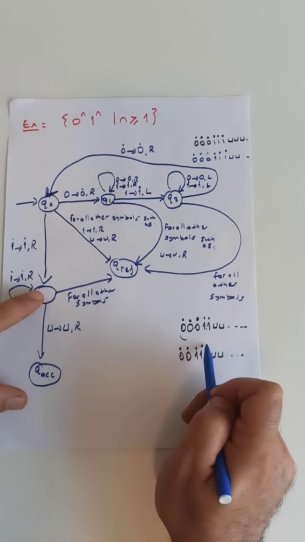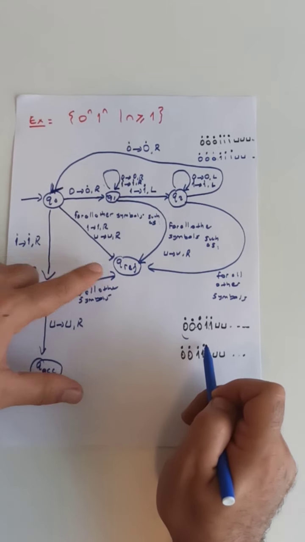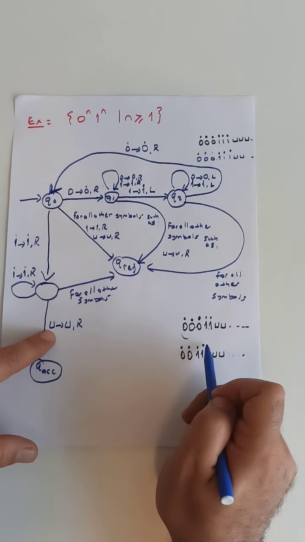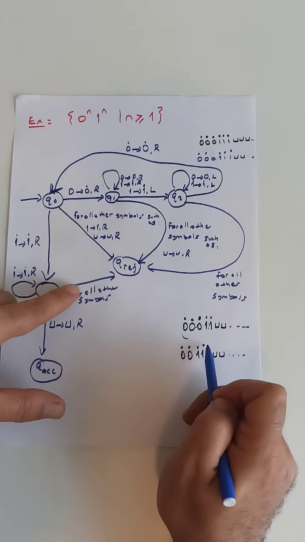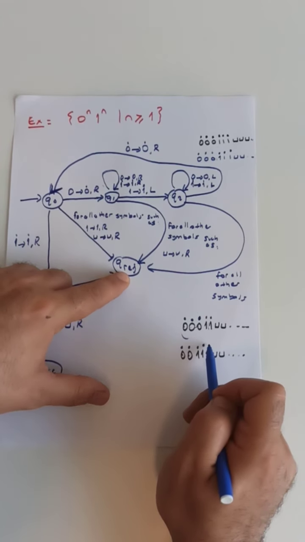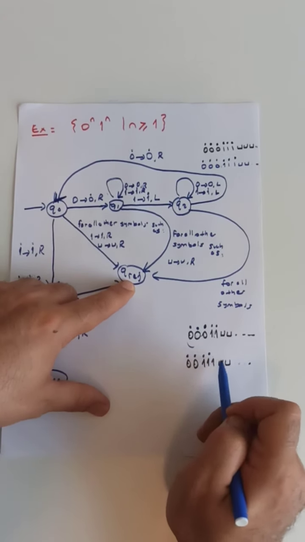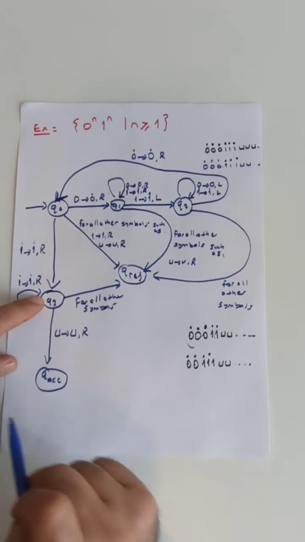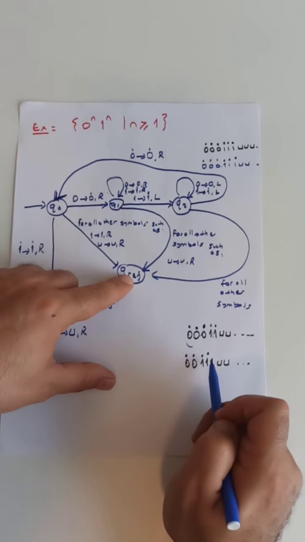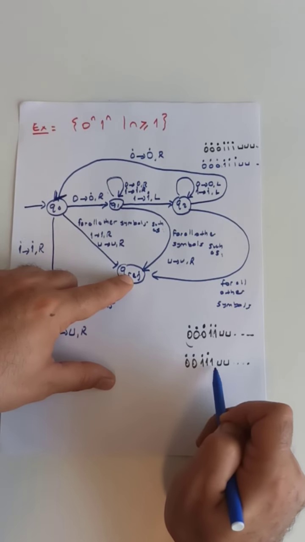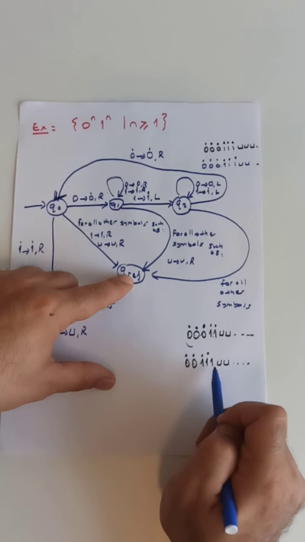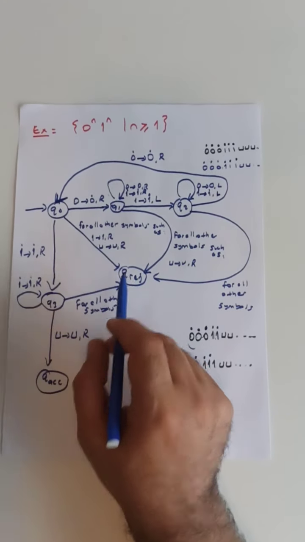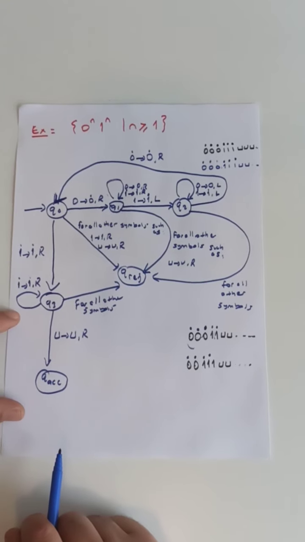At this point we can only take the transition if we see a blank symbol and go to the accept state. For all other symbols, we simply go to the reject state. So once we encounter this symbol 1 at this state, let's give the state the name Q3, we go to the rejecting state because we have encountered a symbol 1 that doesn't have a corresponding 0 in the input string. So that's why we go to the rejecting state.